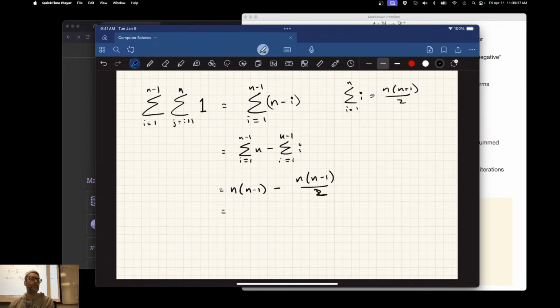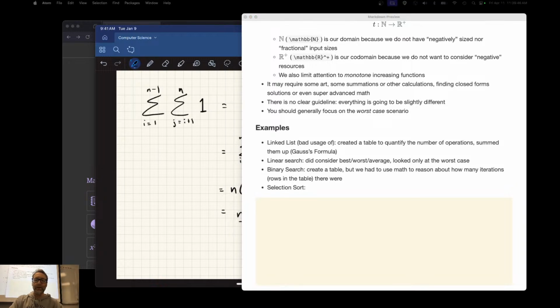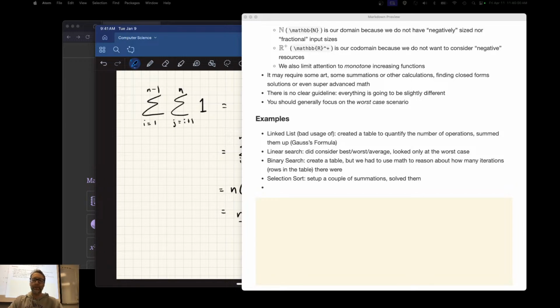The second one is half the first, so it's n minus 1 all over 2. And that's it. That's step 4 for selection sort. So for selection sort, how did we go about that? We set up a series, or I don't want to say series because it's not a series. We set up a couple of summations and solved them. So it required some math, not advanced math, but we solved them.